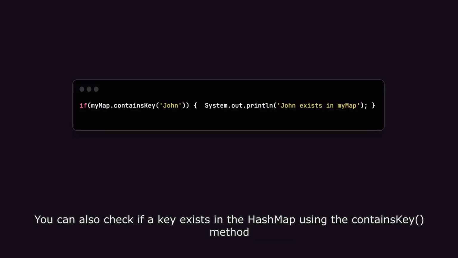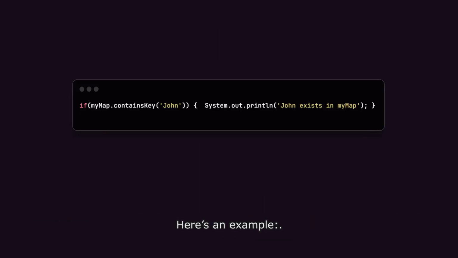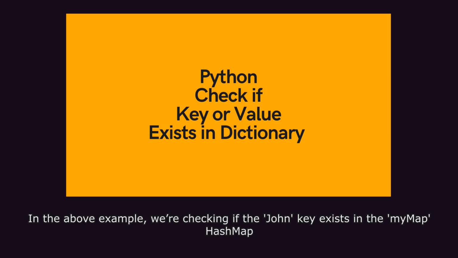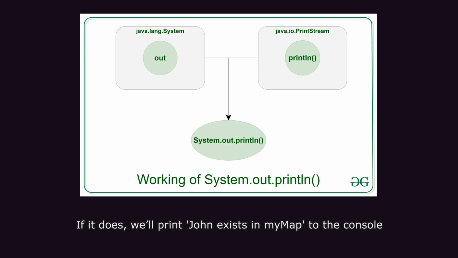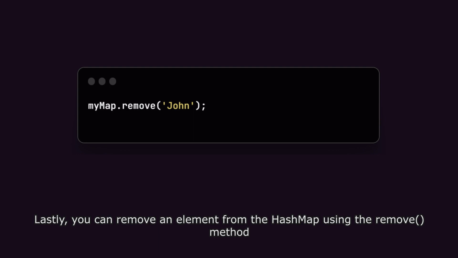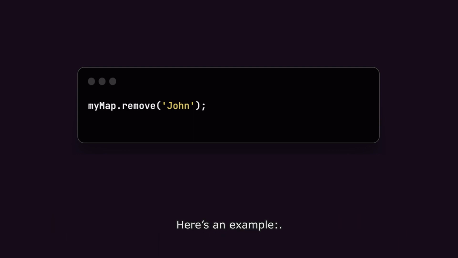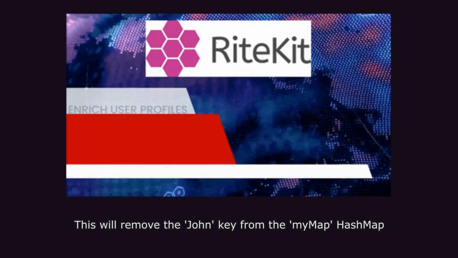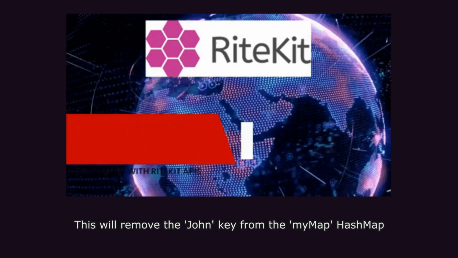You can also check whether a key exists. Here's an example. In the above example, if it does, we print John exists in mymap to the console. Lastly, you can remove an element from the HashMap using the remove method. Here's an example. This will remove the John key from the mymap HashMap.